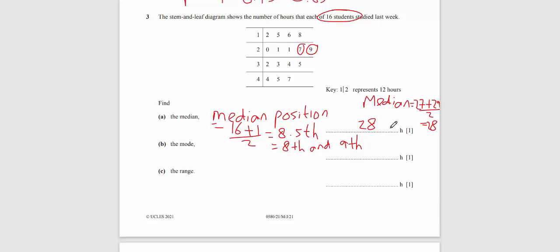And then to find the mode, it is the number that appears the most number of times. In this case, the number that appeared the most is actually 21, because 21 appeared 2 times.